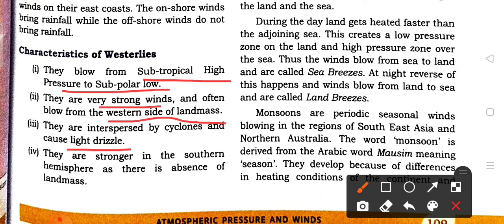They are strong in the southern hemisphere as there is an absence of landmass, which means that the presence of landmass causes friction and reduces the velocity of the wind. In the southern hemisphere, due to the absence of the landmass, the velocity of the air is higher than in the northern hemisphere.